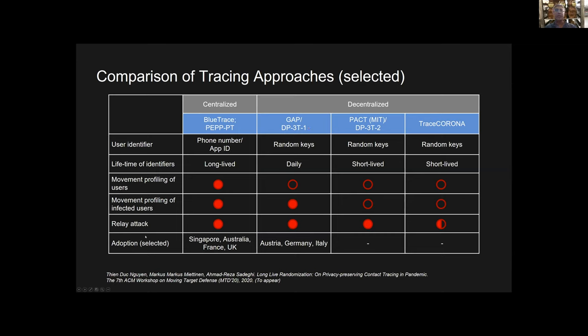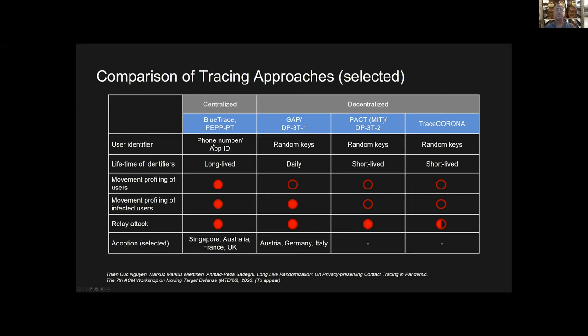So these are some criteria. We collected all the information from all the schemes we could get, and we combined them together and compared them. You can see that on our webpage, but also in this paper a bit. However, we were interested in what are, for example, attack surfaces, like movement profiling of users, movement profiling of infected users, because it was always about privacy. And also relay attack. This is something which is about security. There are also many other attack surfaces, as Claude was talking about, in the system itself. But this is just a simplified, so to say, table.